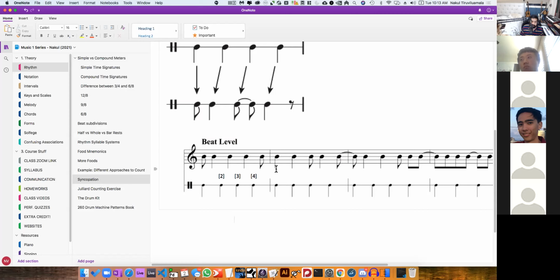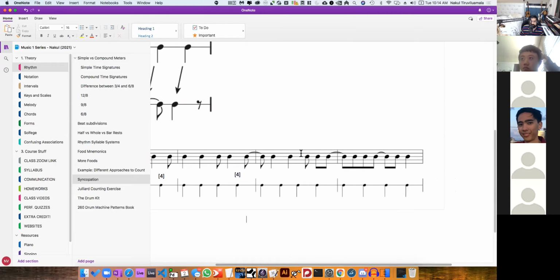So right here, there's no syncopation, they're perfectly aligned. Right here, though, there's an obfuscation, right? So the beat that's obfuscated is beat 4, right? And then right here, there's syncopation. So the beat that's obfuscated is beat 2, right? And then the beat that's obfuscated here is beat 3, right?